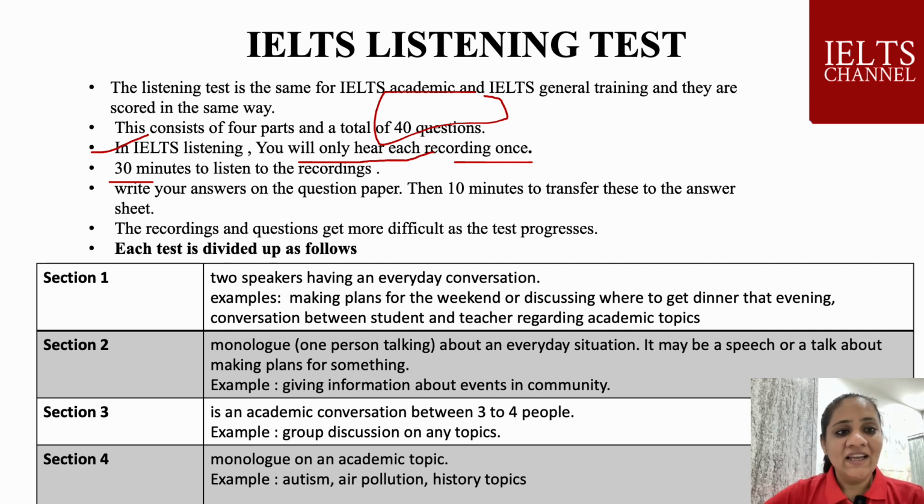Write your answers on the question paper and then you have 10 minutes to transfer the answers into the answer sheet. So in IELTS, if you have opted for the pen and paper based test, you have 30 minutes to listen to the audio and whatever you have heard you write in the question paper. After that they will give you 10 minutes extra to transfer the answers into the answer sheet. But if you have opted for the CBT, that is the computer based test for listening, they'll give you 2 to 3 minutes to review the questions and the answers.